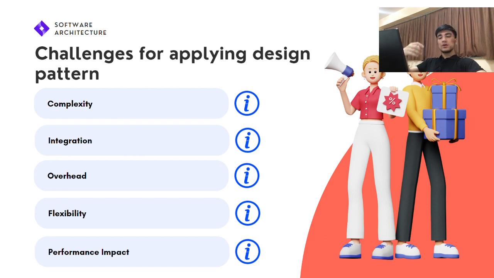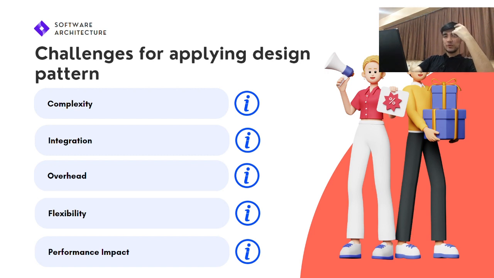Next, we'll talk about flexibility. Sometimes design patterns can make the system less flexible. They may introduce constraints or dependencies that limit future changes or adaptations. It's like building a house with a specific blueprint. It's great at first, but can be hard to make changes later on if needed.